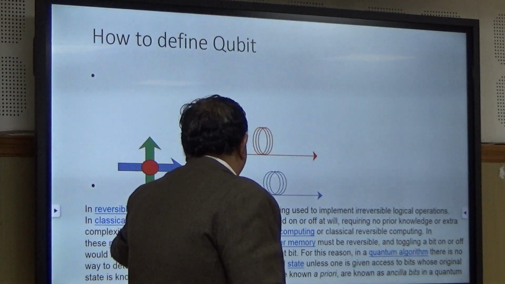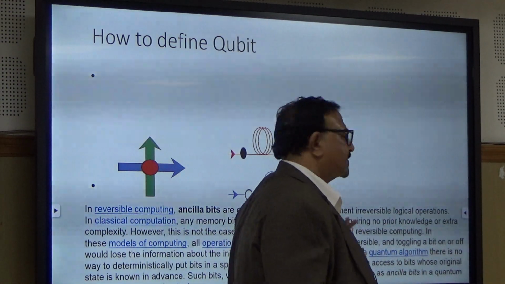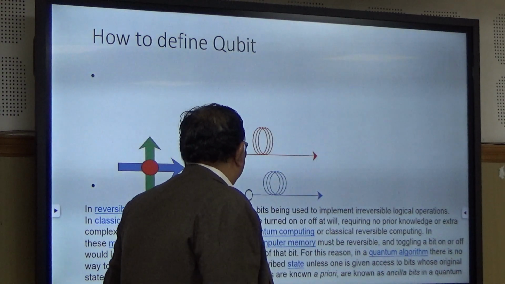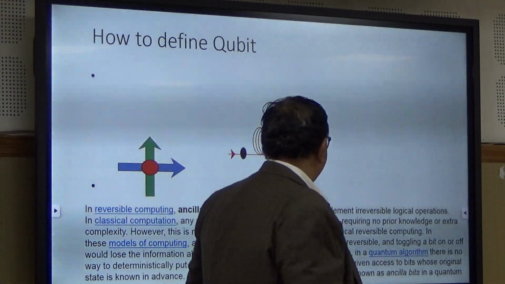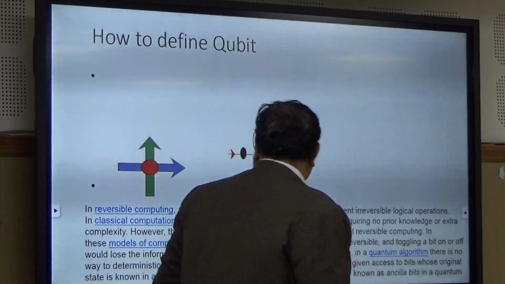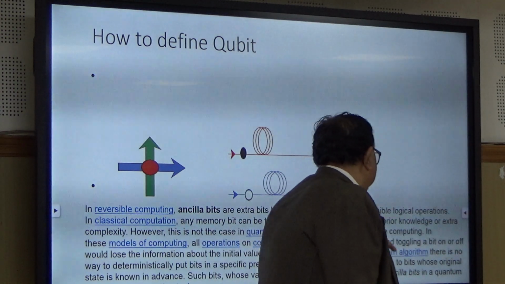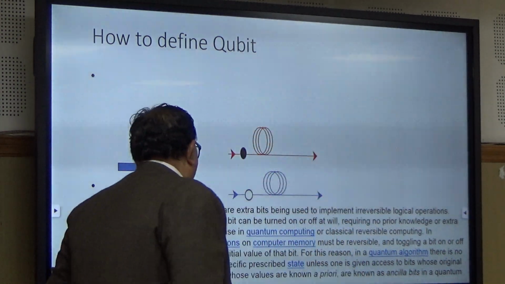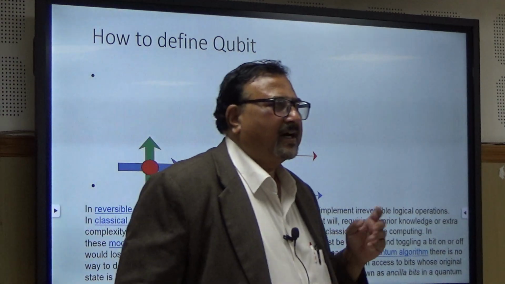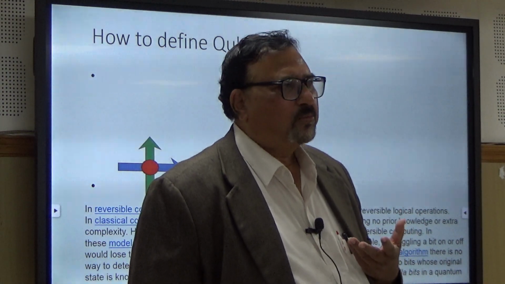So in classical computation, any memory bit can be turned on or off at will. Because if you have the system, you can change your memory and make it on and off, requiring no prior knowledge or extra complexity. However, this is not the case in quantum computation. The reason is that in order to do this, you need an extra optical device called a polarizer.